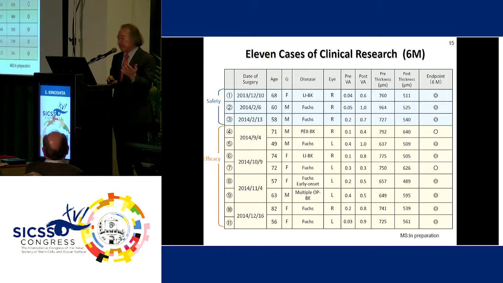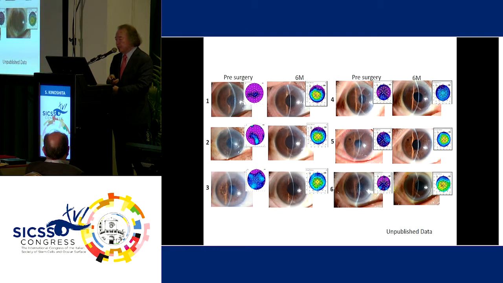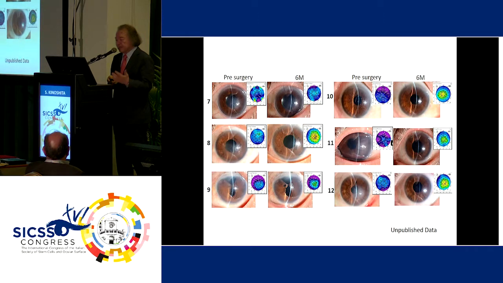So this is the data of the first 11 cases, comparing the preoperative corneal thickness and the corneal thickness 6 months after. You can see most of the patients showed less than 600 microns, and the visual acuity also improved. This is a picture of case 1, case 2, case 3, 4, 5, 6, preoperative Pentacam image, and 6 months after the Pentacam image. This is 7, 8, 9, 10, 11, and 12.